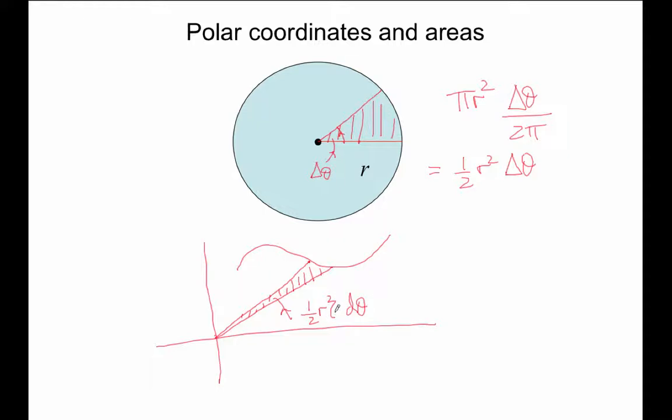But now r can depend upon theta. If we want the area which is between, let's say, theta 1 and theta 2, we'll simply do this integral half r squared of theta, of course. And that would be the area between theta 1 and theta 2.